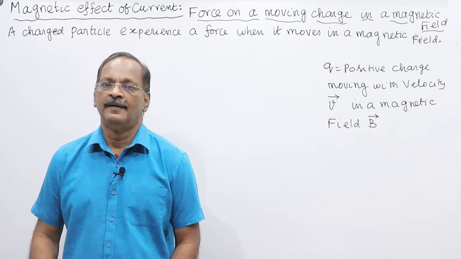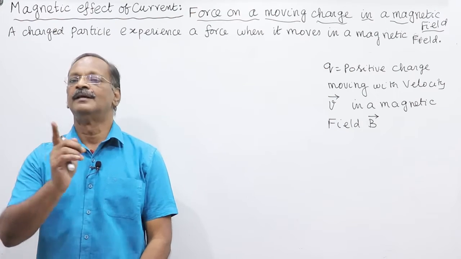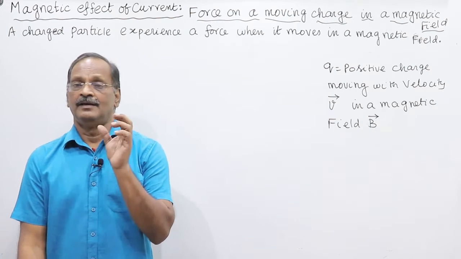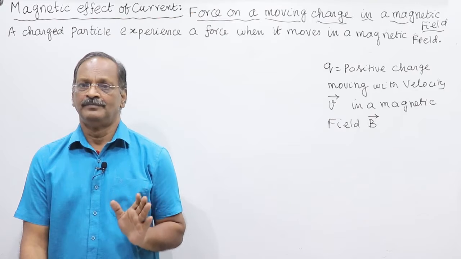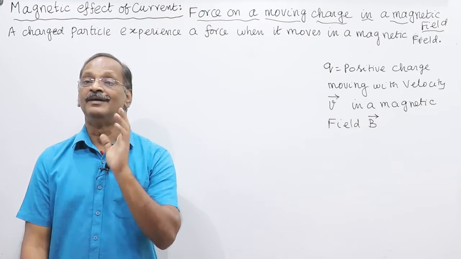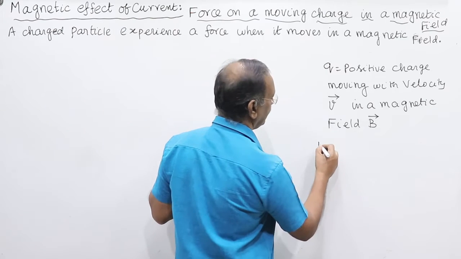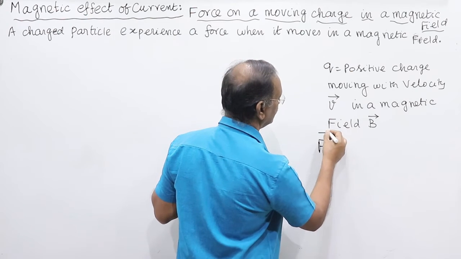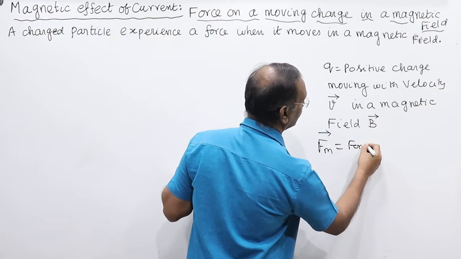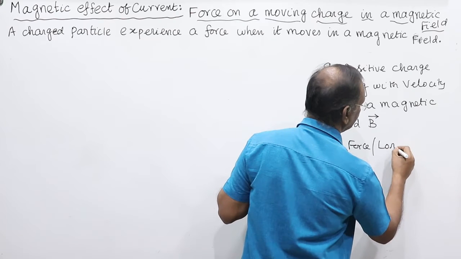As we discussed, a moving charge, that is electric current, produces a magnetic field around it. And if an electric charge moves in that field, it will experience a force. That force, we call a magnetic force, or it is named after the scientist, the Lorentz force.